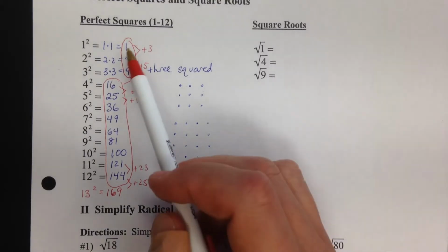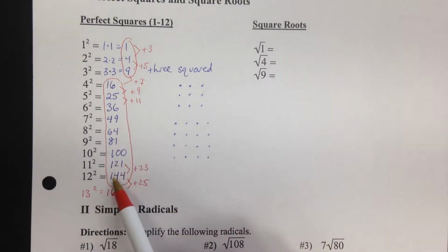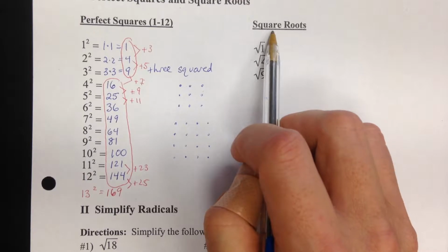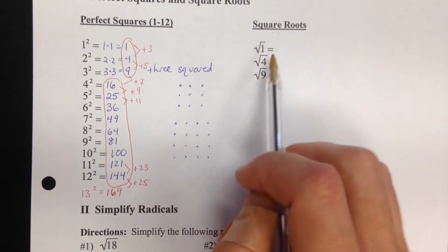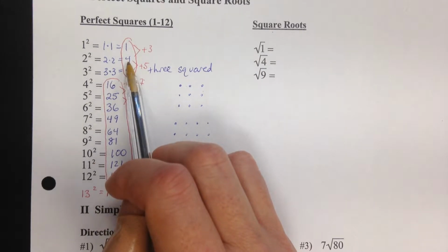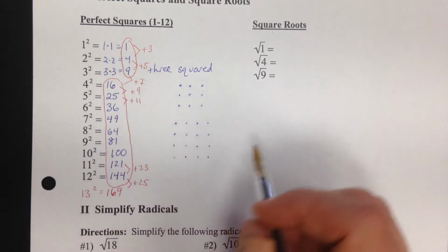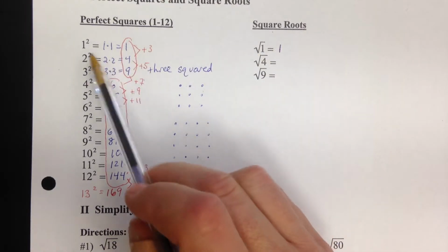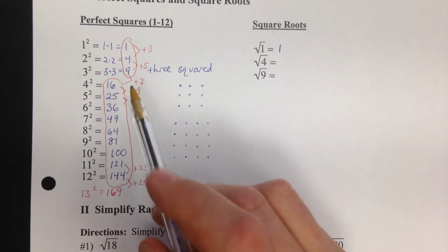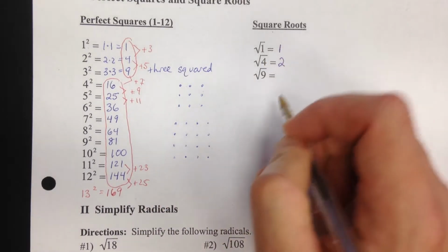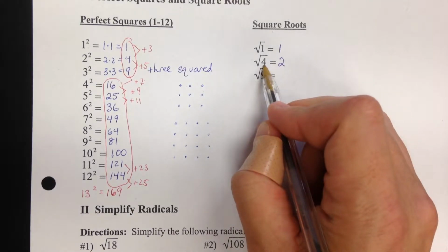All right, so our perfect squares are all these numbers. The square root of a number is basically the inverse process. In other words, instead of squaring a value, if we undo that, we get back to where we started. We take a square root. The square root of 1 is 1. What was the number that I started with? That's what a square root tells you. The square root of 4 is 2, because 2 squared gave you that.